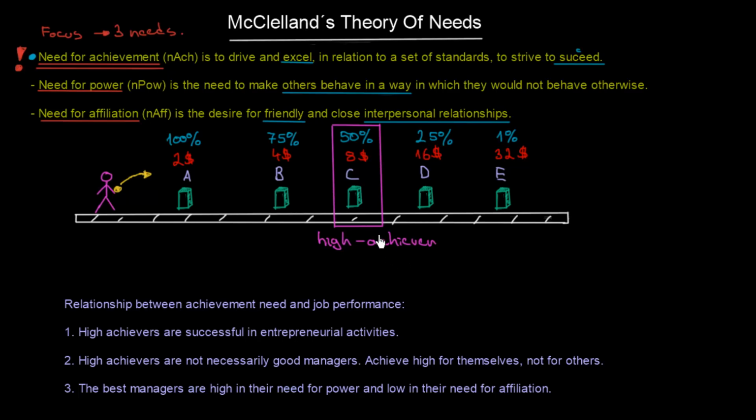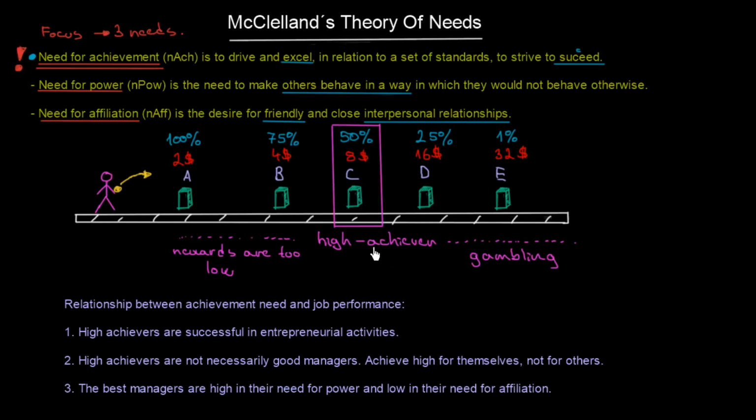Because really, as it was examined and discovered by McClelland's theory of needs, high achievers will not go here because here the rewards are too low. However, on the other side, why wouldn't high achievers try to go for, let's say, probabilities of 25% or 1%? Well, because this is what high achievers consider gambling.